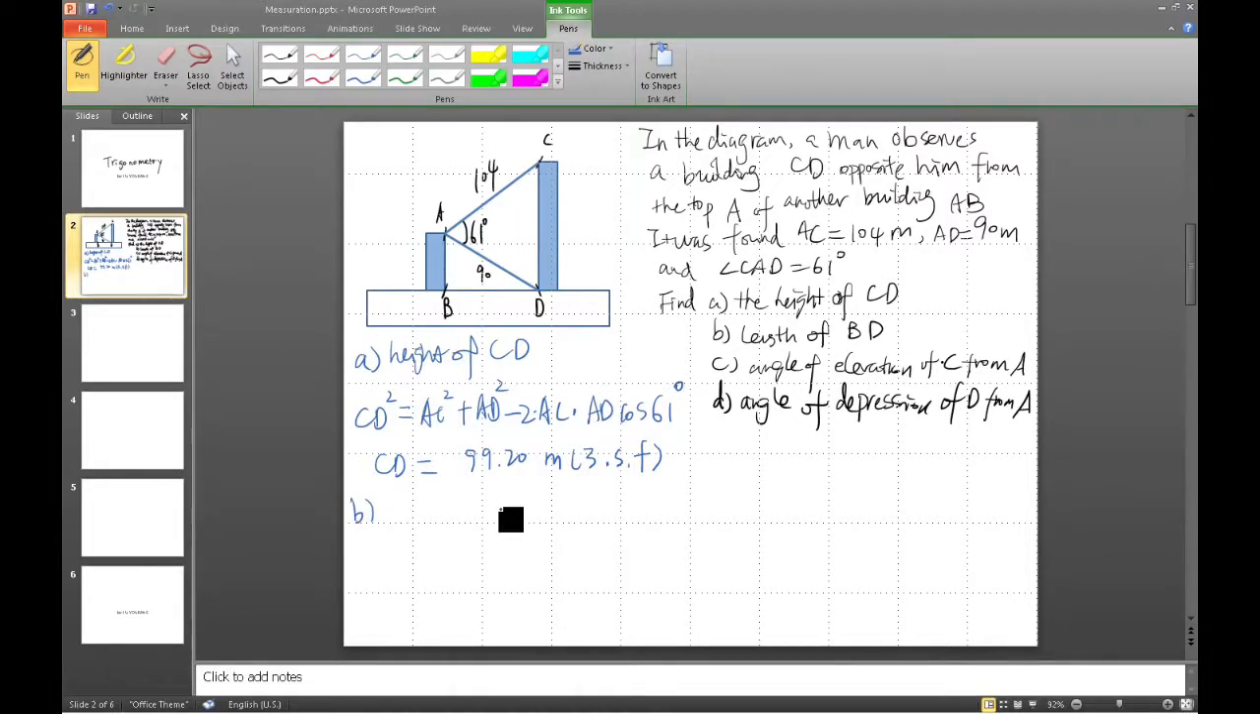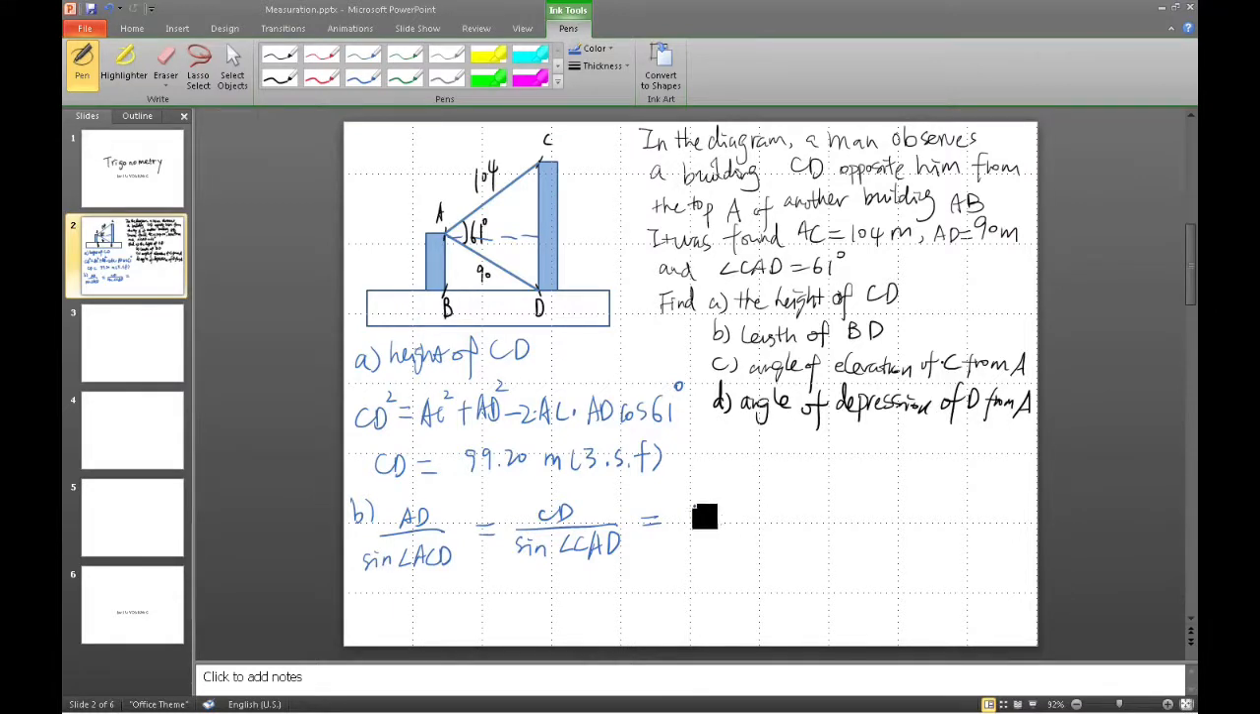Okay, let's take a look at part B. We are asked to find the length of BD. There are a few ways to solve this question, but let's take a look at the equation I formed first. In fact, I'm using sine rule here. First, I will find what is the angle of ACD, and then later on I will make use of this angle to find the equivalent distance of BD.